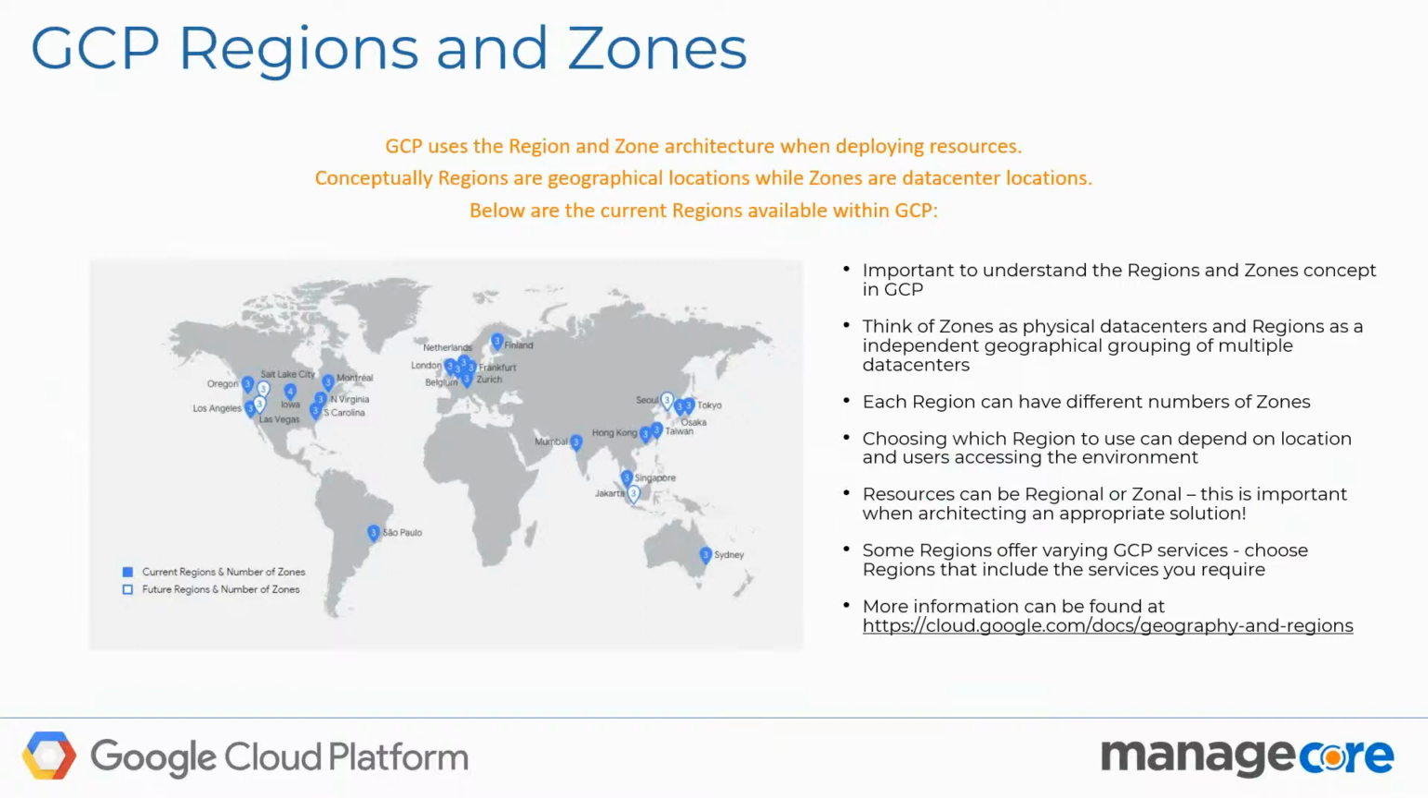So what this map is telling you is that in this region, there are 3 zones total for Oregon or US West 1. A zone is what you would consider a physical data center. So those are 3 separate and disparate locations within US West 1 or Oregon that you can put your environment in.